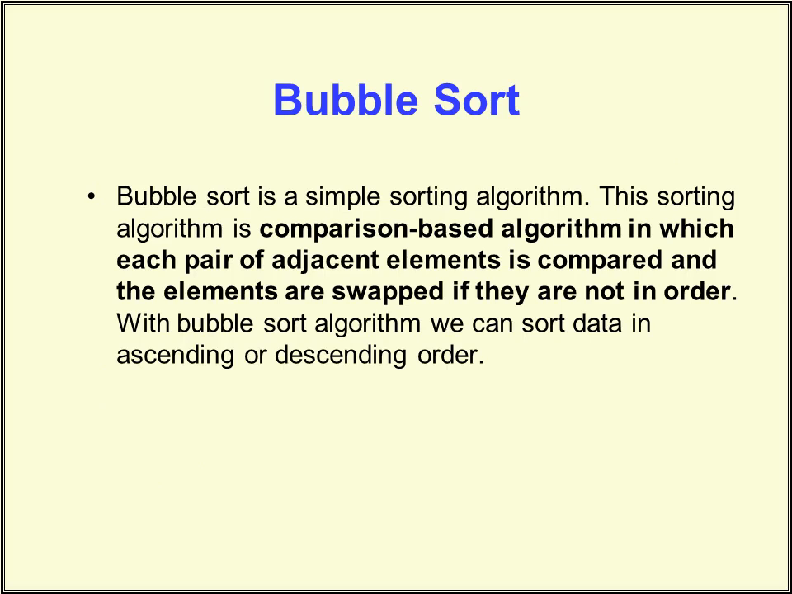Bubble sort is a simple sorting algorithm. This algorithm is a comparison based algorithm in which each pair of adjacent elements is compared and the elements are swapped if they are not in order. Before using any sorting technique, the user needs to decide in which order he wants to sort his or her data, whether in ascending order or descending order. With bubble sort algorithm, we can sort the data in ascending or descending order depending upon user choice.